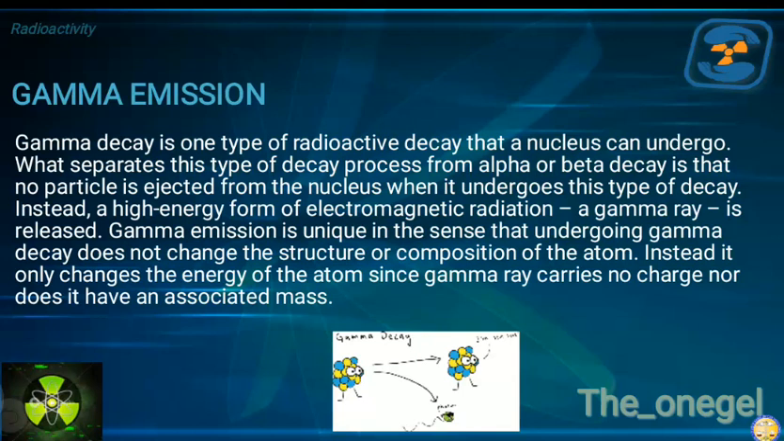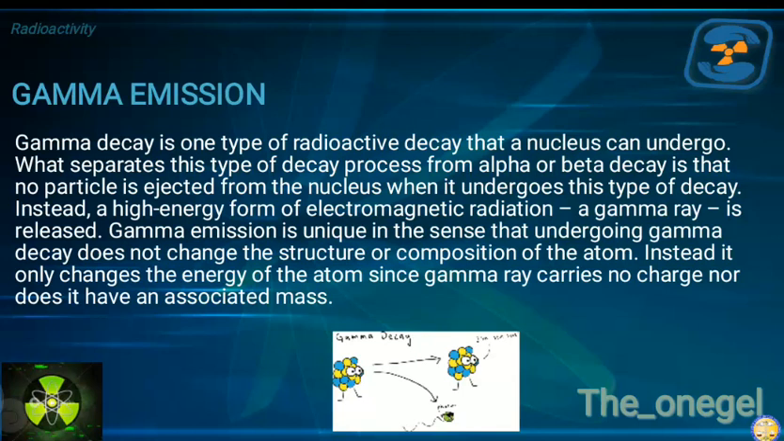So gamma emission is unique in the sense that undergoing gamma decay does not change the structure or composition of the atom. Instead, it only changes the energy of an atom. Since gamma carries no charge nor does it have associated mass. Kasi it's a form of energy. Gamma radiation. Wala siyang mass.